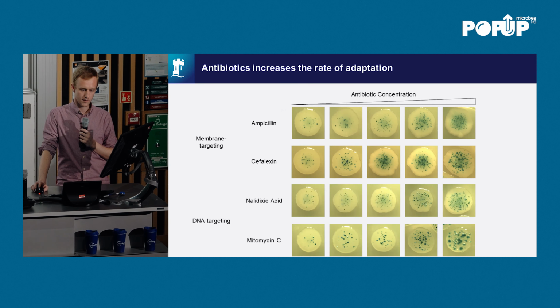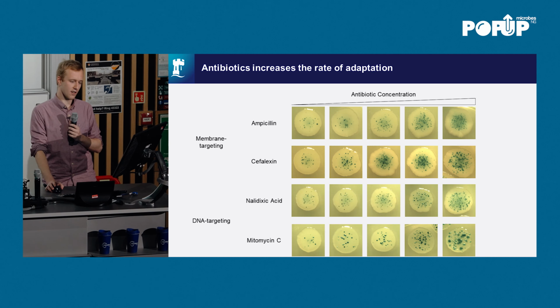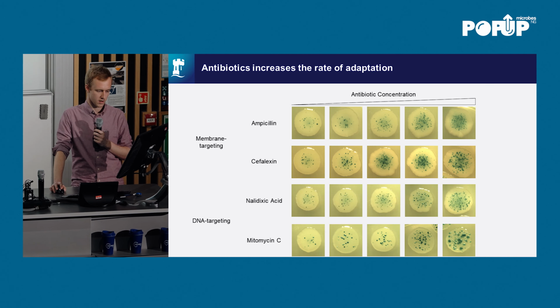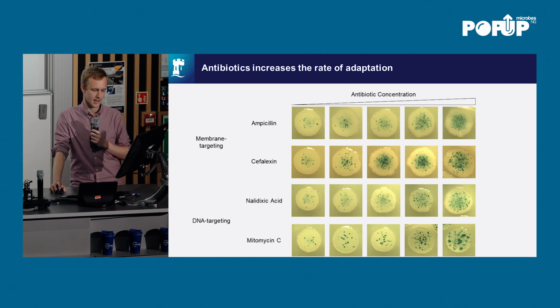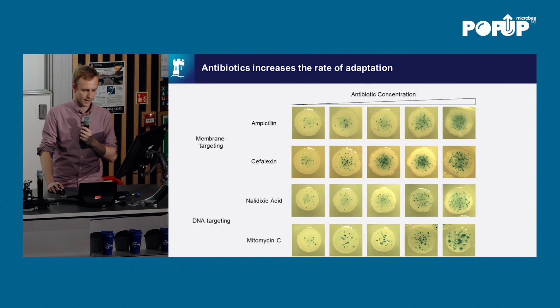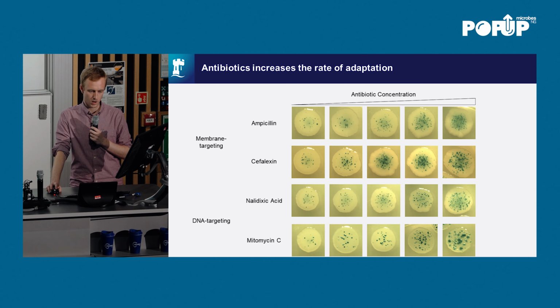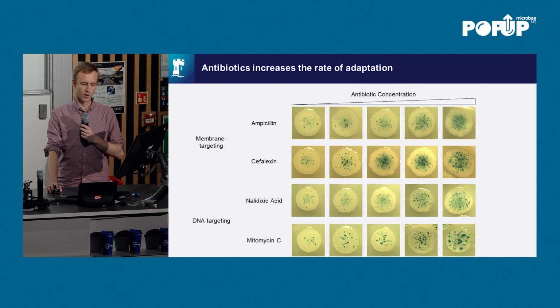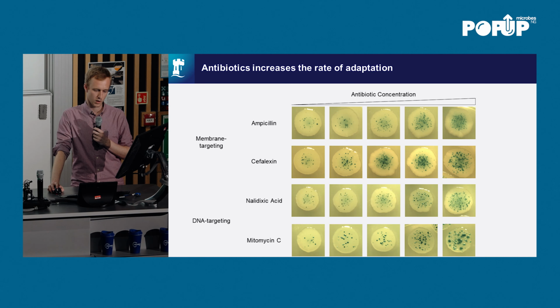So if I grow in the presence of antibiotics, the literature tells me that these 4 antibiotics, so ampicillin and cephalexin, they're both beta-lactam antibiotics, also nalidixic acid and mitomycin C, these all induce the SOS response. So the first row here is with no antibiotic, and then as we move across, the concentration increases. And you can see that for all 4 antibiotics, the number of papillae per colony, the number of blue dots, increases. So if we're inducing the SOS response, we're getting more CRISPR adaptation.